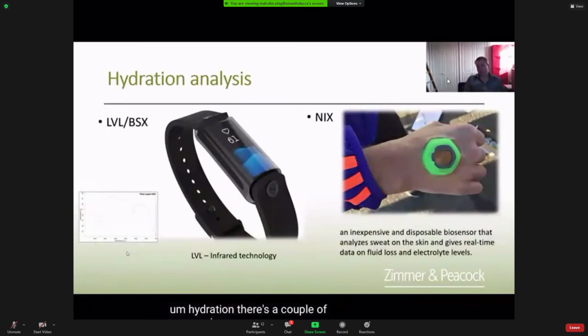Hydration: there are a couple of companies out there working on hydration. There was one company that seems to have changed its name or been bought. They were called LVL, now BFX, doing a hydration sensor, and then another company called NIX. So it's not just all about glucose. Other people are out there working on things like hydration.